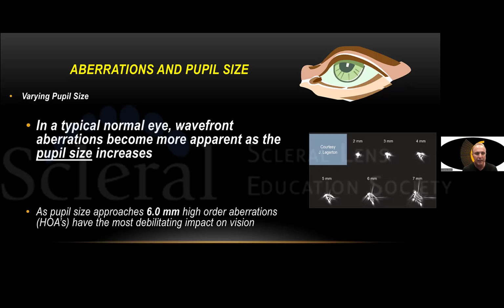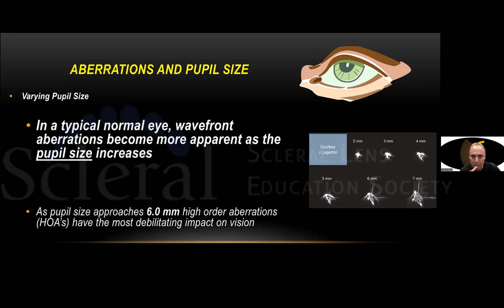Larger pupil sizes, typically, you'll see high order aberrations increase. And in typical eyes, when the pupil size reaches about 6 millimeters, that's when high order aberrations really have some of their more debilitating impacts on vision. So as the patient has night experiences, we would expect that they're going to be more symptomatic. And we see that clinically, of course.